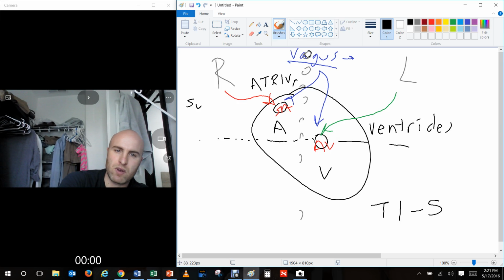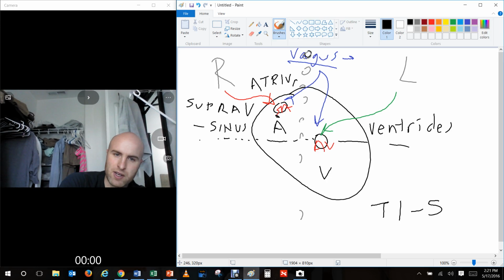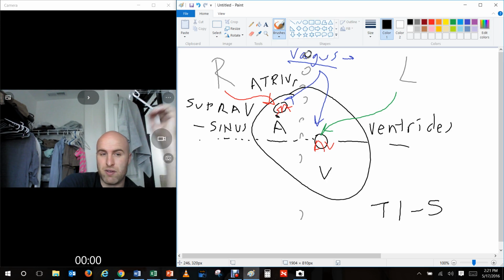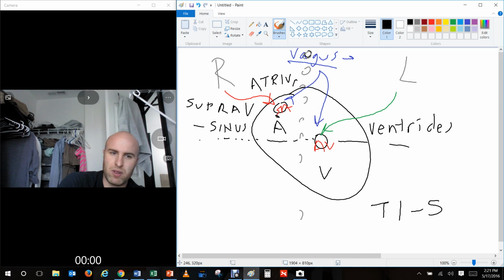So over here on the right, we've got supraventricular issues such as any sort of sinus rhythm. This is the sinoatrial node right up here, right? So sinus bradycardia would be an indication of less sympathetic stimulation or maybe more vagus stimulation. You can also have sinus tachycardia, which would be increased sympathetic or decreased parasympathetic.